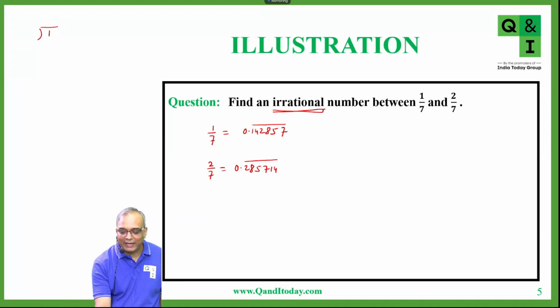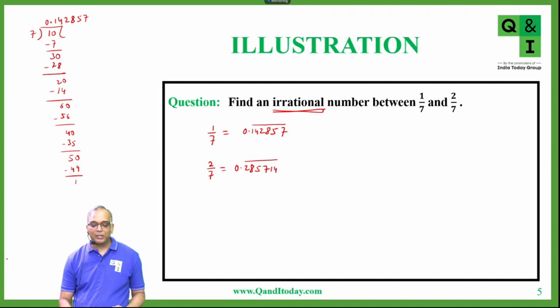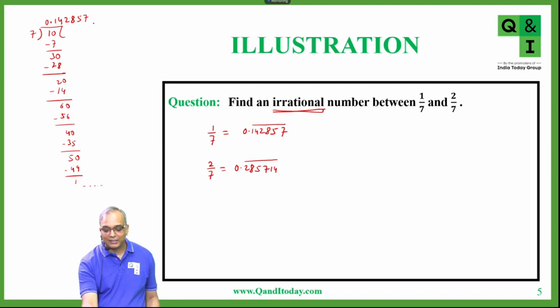By dividing. If you divide 1 by 7, put a point here: 7 times 1 is 7, then we have 30, 7 times 4 is 28, then 20, 7 times 2 is 14, we have 60, 7 times 8 is 56. Then we have 40, 7 times 5 is 35, and then we have 50, so 7 times 7 is 49. And then we have 1. After this, it will keep on repeating.